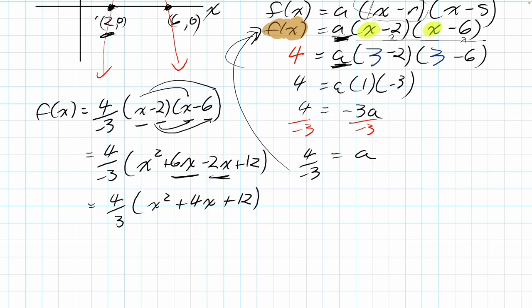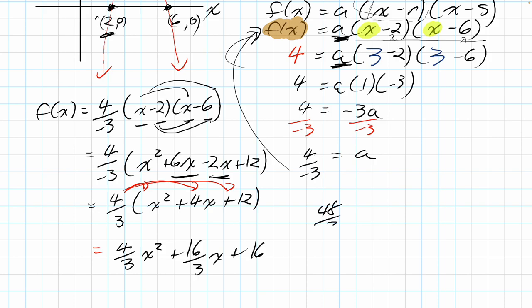And then finally, to be in standard form, I should distribute this 4 over 3. So we're left with 4 over 3 x squared. This becomes 16 over 3 x. And this one, you can write as just 16. Yeah, that's it. I did the division quickly in my head there. Or you could have also written it as 48 over 3, and if you do that division, it becomes 1, we have 1 remainder, 18, 3 goes into 18 6 times, so it becomes 16.